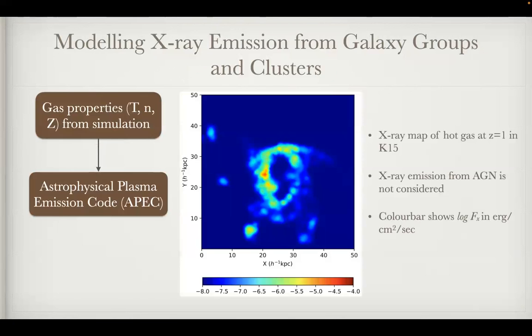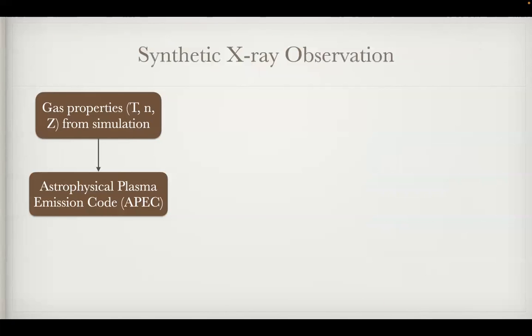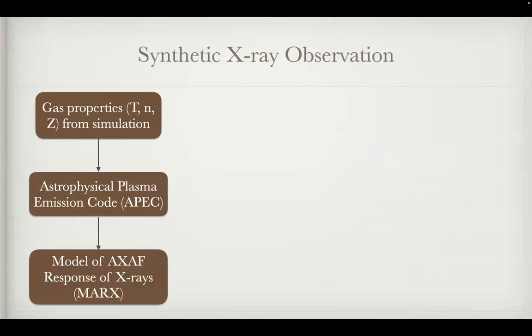And one thing should be mentioned here: we have not considered any X-ray emission coming from the central AGN itself in our work, because it has the potential of contaminating the diffuse emission, which is of our primary interest for this work. All right. And after that, we plan to perform a synthetic observation of this system in order to compare it with actual observation and to test the validity of our model.